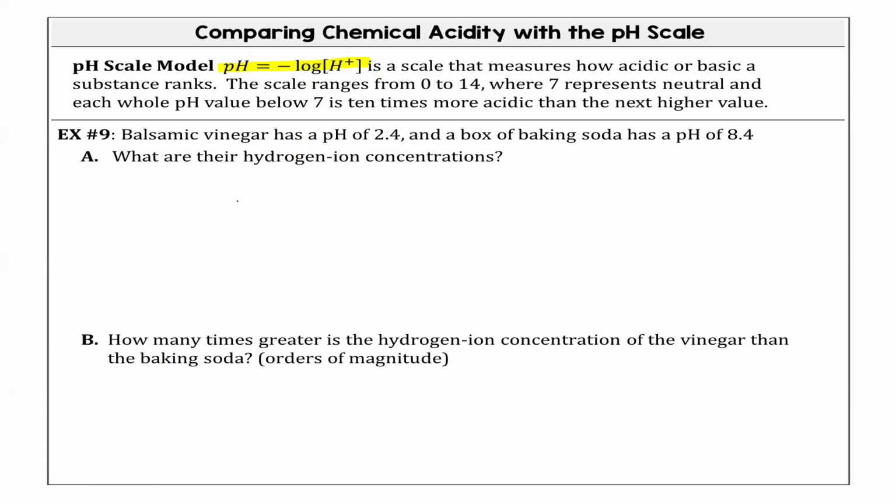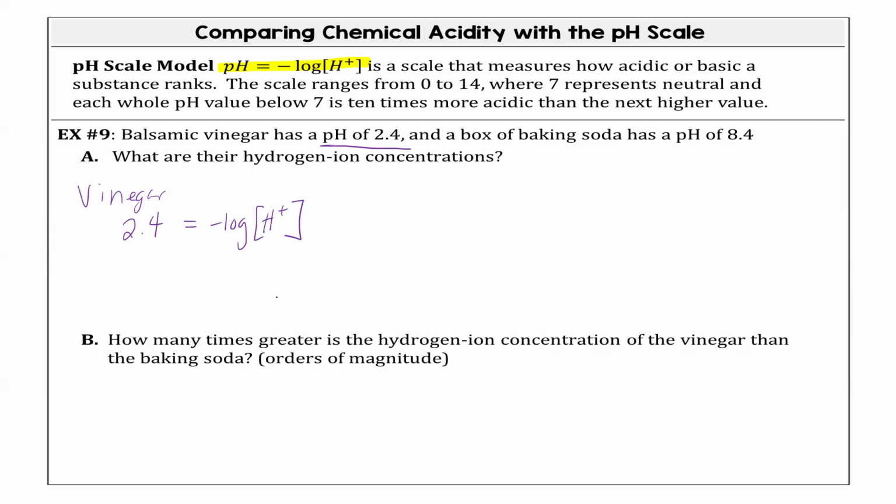So up first, we're going to find the hydrogen ion concentration for vinegar. For vinegar, which is the balsamic vinegar, we know that we have 2.4 as our pH balance. Agreed? So we know that 2.4 equals negative log, and we're looking for our hydrogen ion concentration, which is H plus.